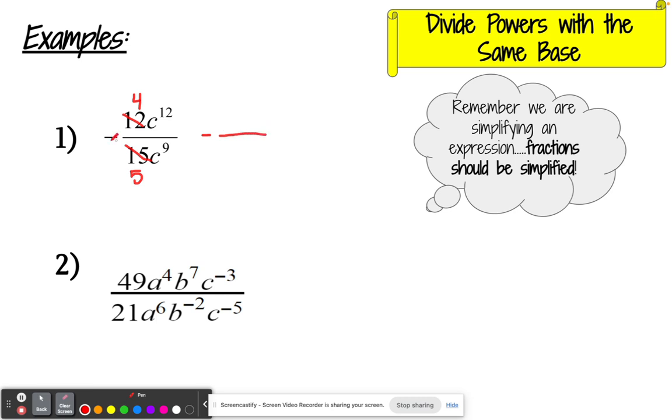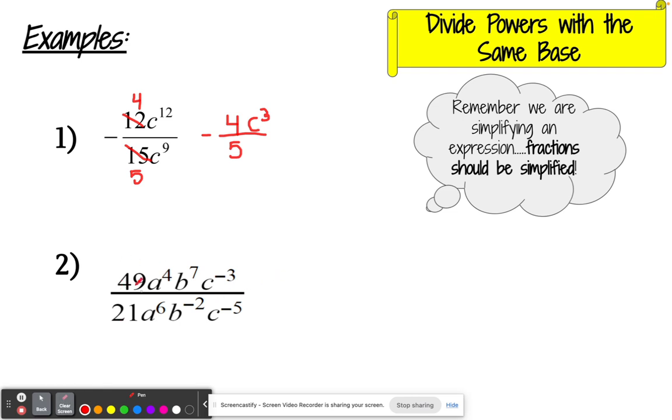It's still negative because it's negative 4 over 5. Now let's look at my c's. As I said, I subtract. C to the 12th minus C to the 9th gives me C to the 3rd power. And that's done.